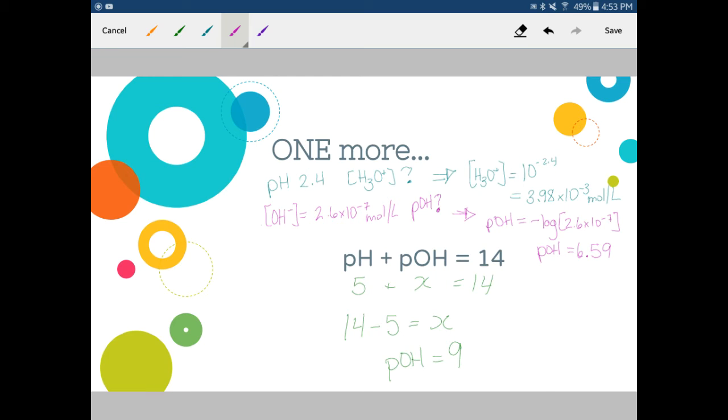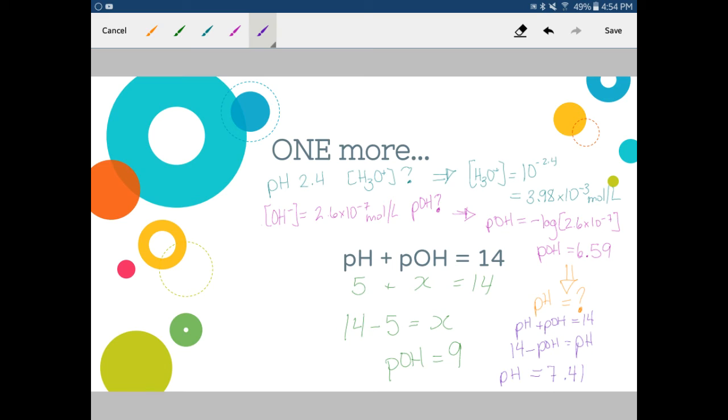6.59 is my pOH. Now, if I was to say, hey, you've calculated your pOH, what is your pH? From here, what is your pH? So I would say, well, if my pH plus my pOH is equal to 14, then I can say 14 minus my pOH is equal to my pH. So I can do that calculation. I can go 14 minus my answer from above. So 14 minus 6.59 is equal to, my pH is equal to 7.41. So that is as simple as these calculations are.